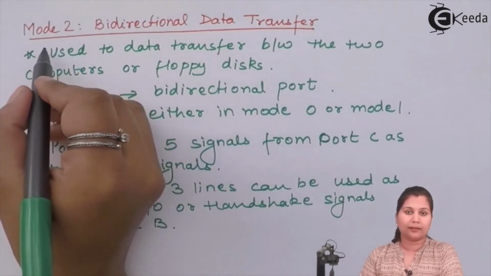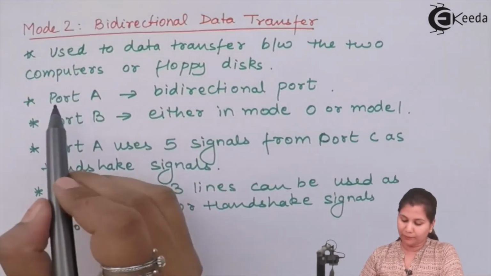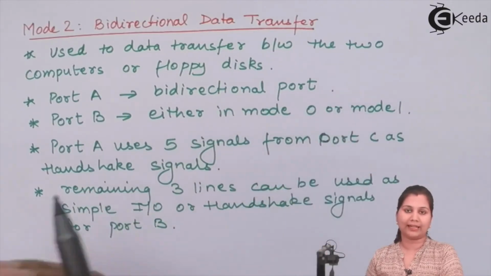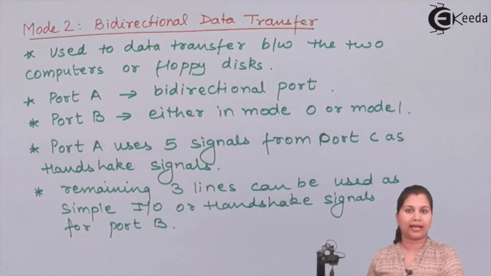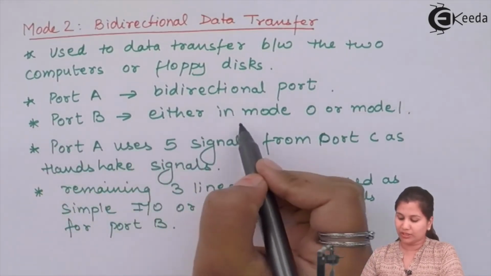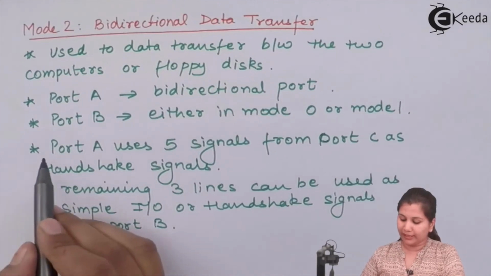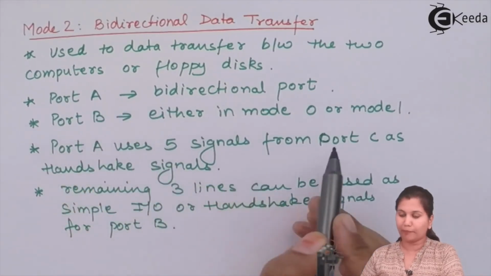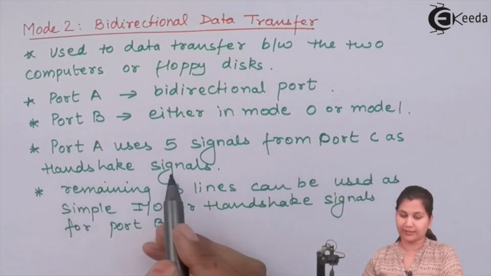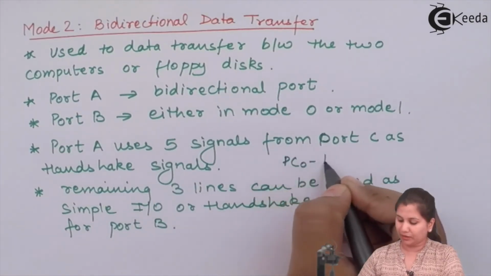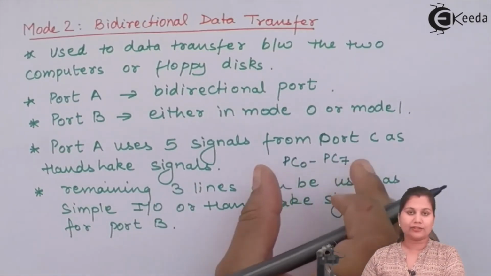So in this mode 2, port A is used as the bidirectional port, which means it can act as an input port and also as an output port. Port B can be used in either mode 0 or mode 1, and port A is using 5 signals from port C as the handshake signals. That means PC0 to PC7, we have the 8 lines of port C.